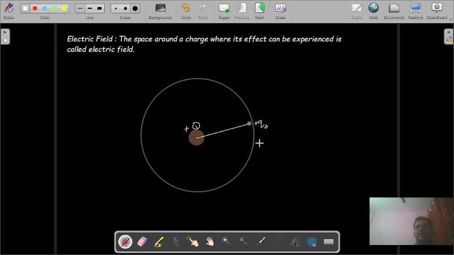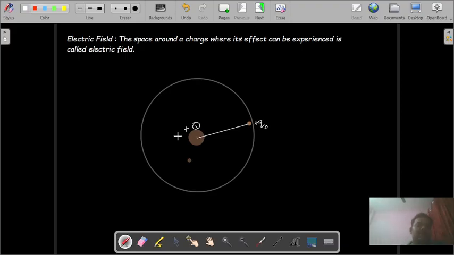So wherever at any point in this, suppose I place it over here, I place it here, this test charge will experience a force due to this plus q. Now suppose I place it very far off over here, then the force experienced by this charge q naught may not be there, as it's so far that the electric field of this charge is not over there. It cannot experience the force due to it. So electric field is the space around a charge where its effect can be experienced. So here for this charge we have taken a spherical volume in which wherever we place the charge, it experiences a force.